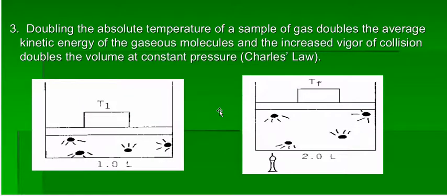If I double the absolute temperature, it doubles the kinetic energy, and the increased vigor of collision doubles the volume if we have constant pressure. So if I double the temperature, I double the kinetic energy, so there's more collisions, they're hitting with more force, and that's going to double the volume at constant pressure.